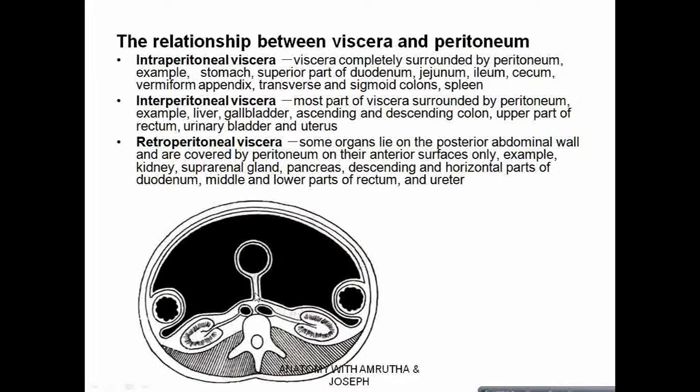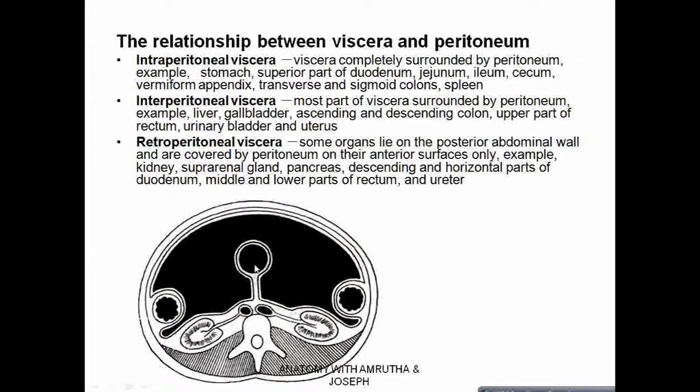This area is called the root of the peritoneum, where the structure is attached to the posterior abdominal wall by a part of peritoneum. Here you can see the visceral peritoneum is covering the organ and it is reflected onto the posterior abdominal wall. So there is a gap between the two layers of peritoneum here, through which the structures can enter and leave an organ.